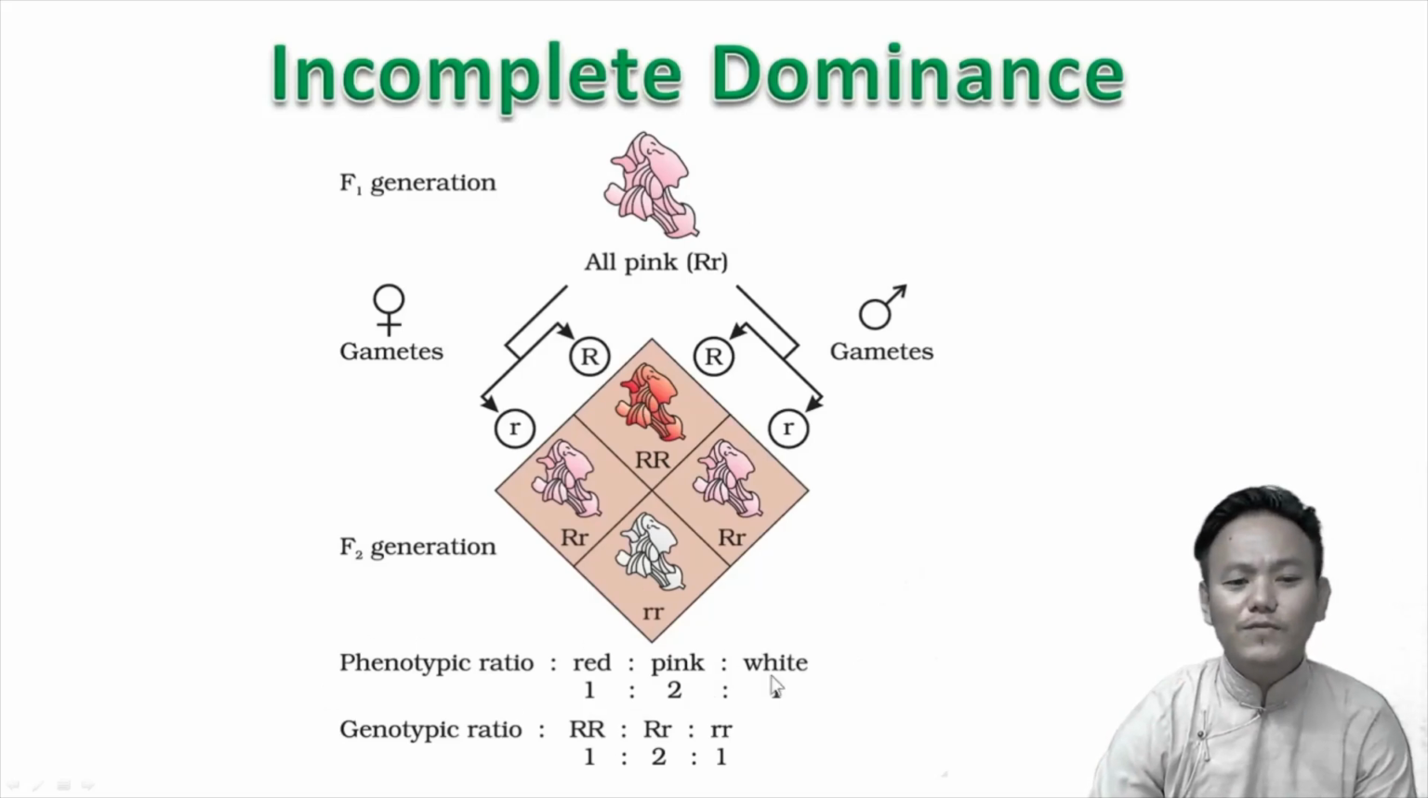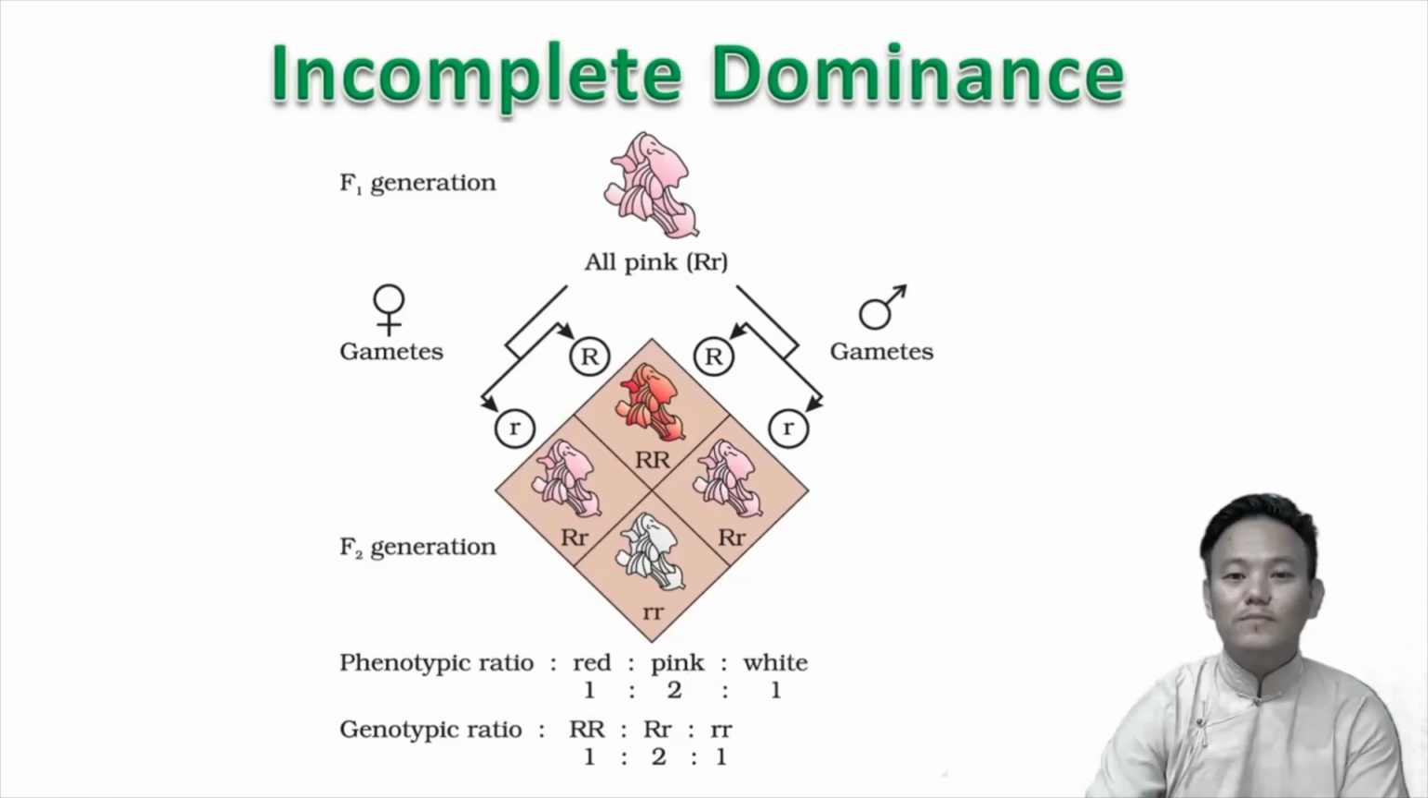So this is the difference, and we can see that there are two pink flowers. So heterozygotes are producing pink flowers because the capital R, the dominant allele, is not completely dominant over the little r, which is the recessive allele. Therefore, they are producing pink flowers over here, which is intermediate between the red flower and the white flower parents. So this is incomplete dominance.